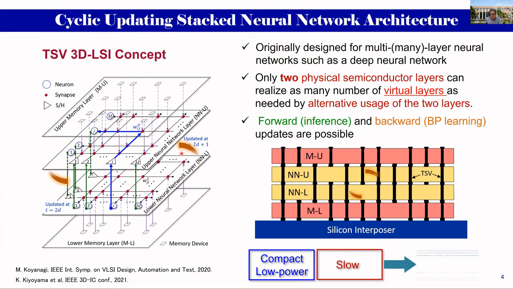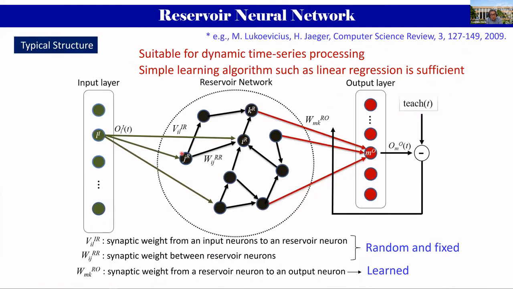These features actually matched very well to edge computing hardware. On the other hand, the Reservoir neural network we have here, the typical structure is like shown like this. Usually 3 layers: input, reservoir layer and output layer. Neurons in the reservoir layer are connected randomly with fixed weight values. And the connection weight from the input layer to the reservoir layer is also random and fixed.